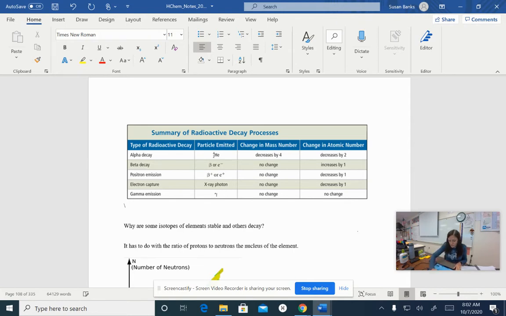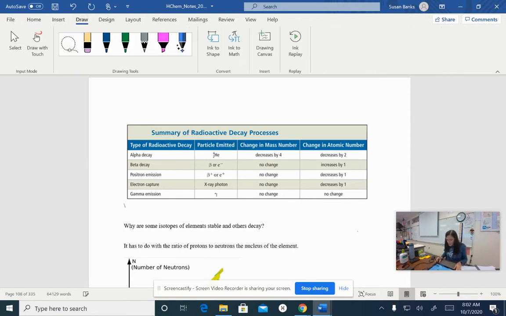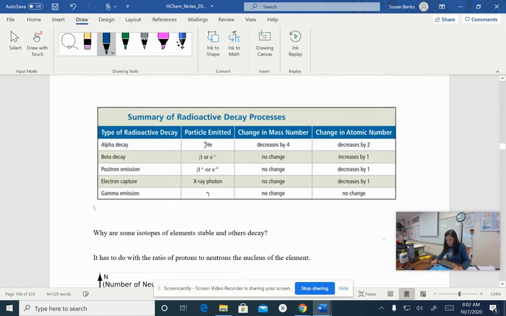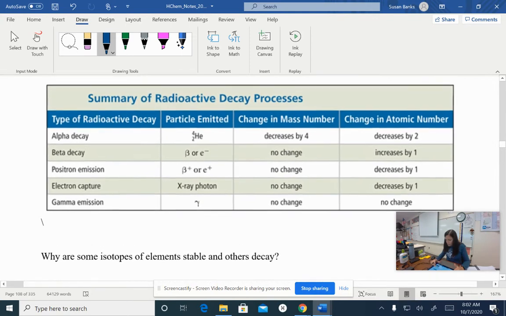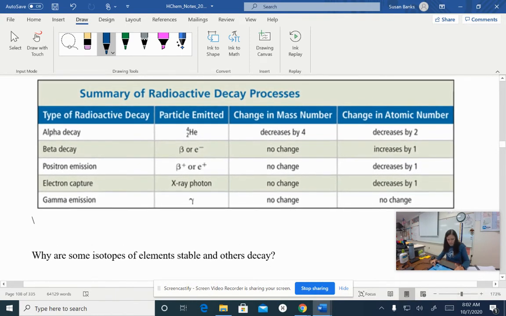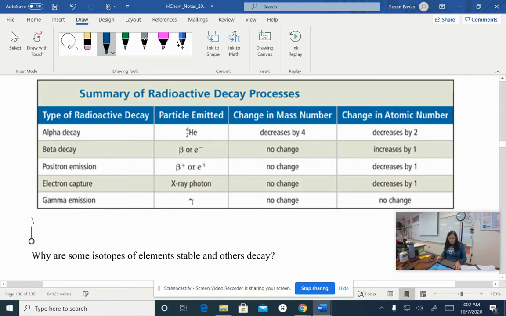So the first thing I want to do is review the different types of decay. Now, I did not talk about all the types of decay in our last video because there are more types of decay than we had time for. And really, in all honesty, I want you to know how to do alpha beta equations.